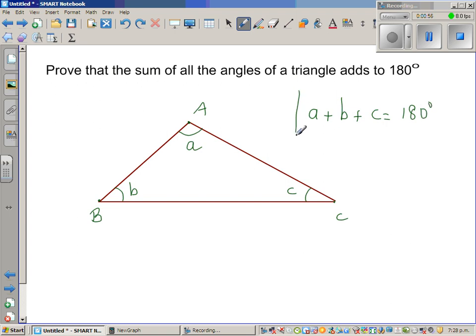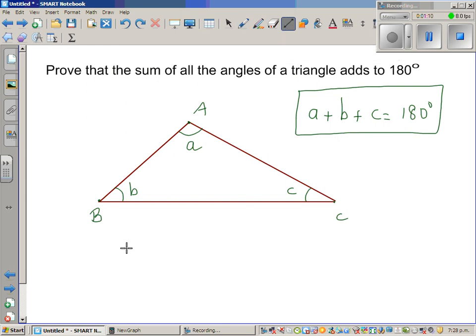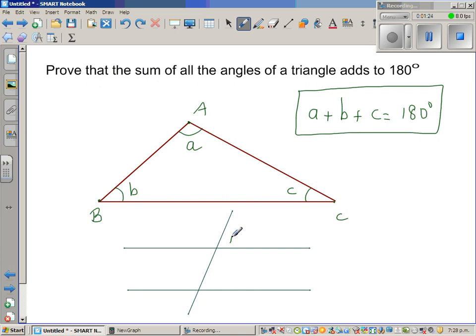Okay. Now, before we prove this, let me tell you, or I hope you know, that alternate angles are congruent. So let me draw parallel lines. So this is a pair of parallel lines, and this is a transversal. Let us name this angle one.